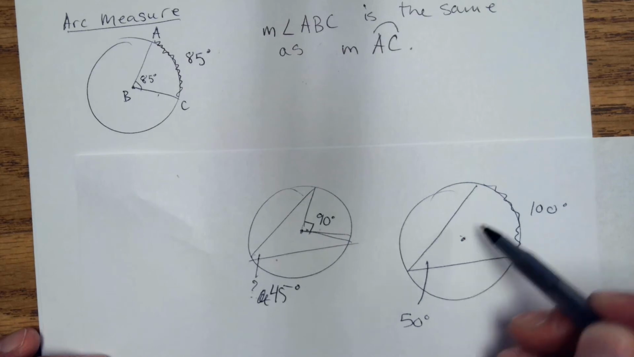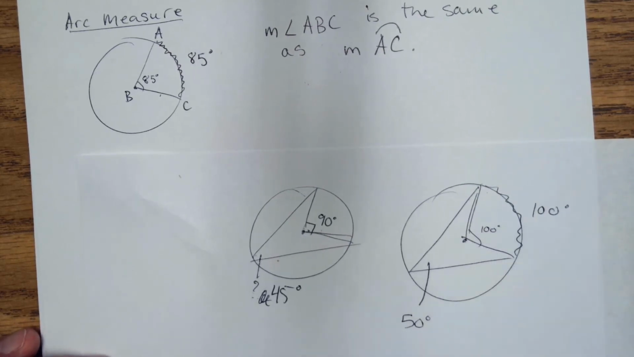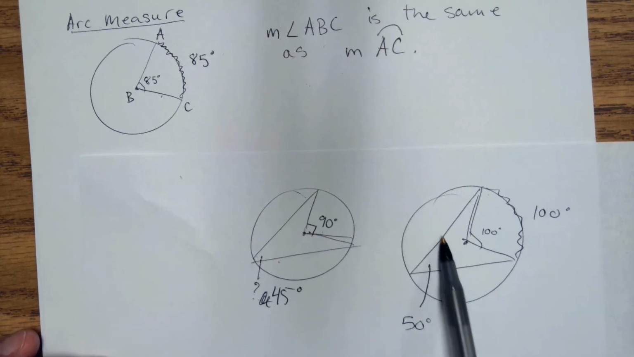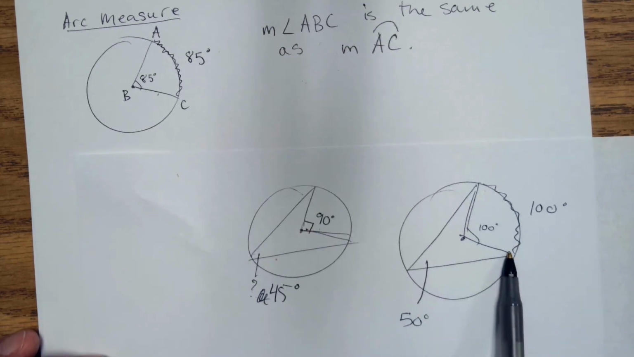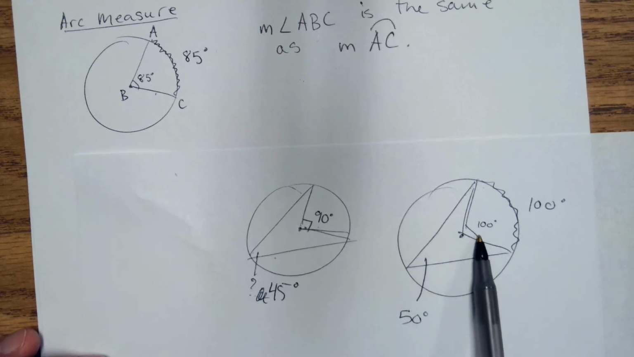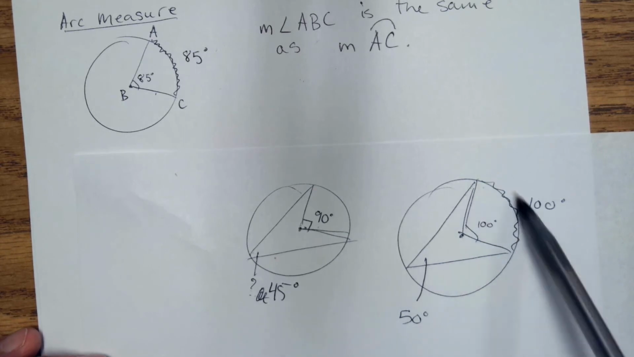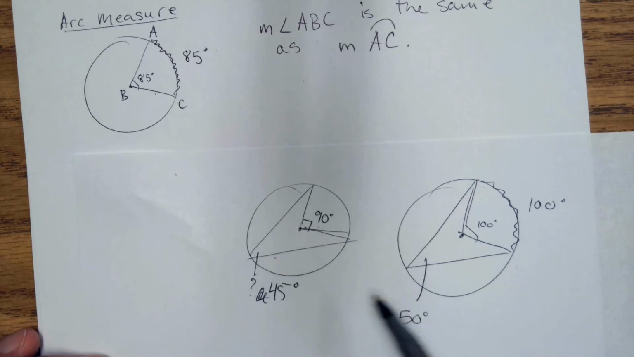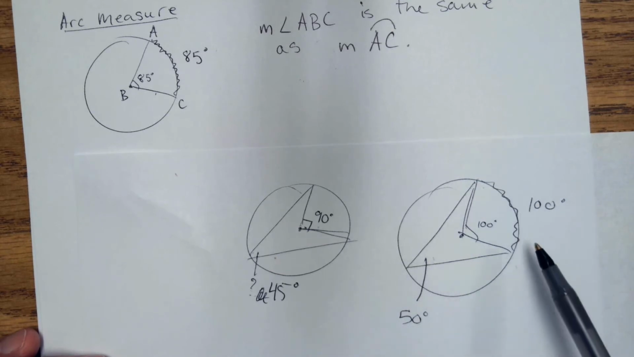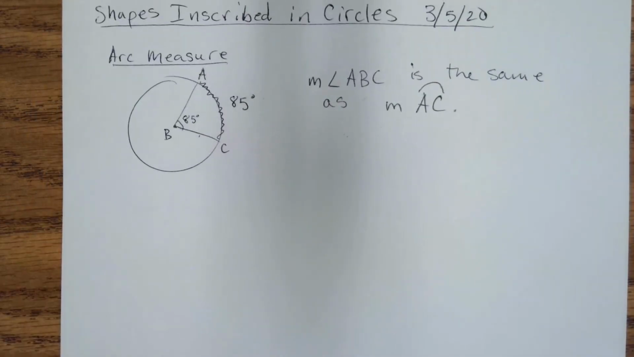Because this, we would say is 100. So this is like the middle step that we don't really need. The arc is 100 because the central angle is 100. And then the inscribed angle is half of the central angle. So we're just saying that the inscribed angle and the arc that connects with it, the inscribed angle is half the arc, or the arc is 2 times the inscribed angle. So that's all I was saying for this.